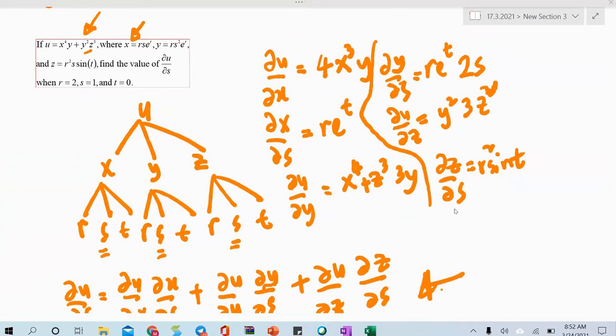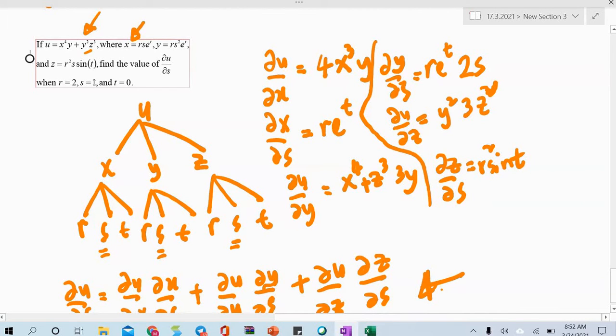Okay, so after we find del u del x, until del z del s, we need to carry on. After we differentiate it, we need to substitute the x and y, right? Can we substitute the values of r, s, t into x, y, z first?